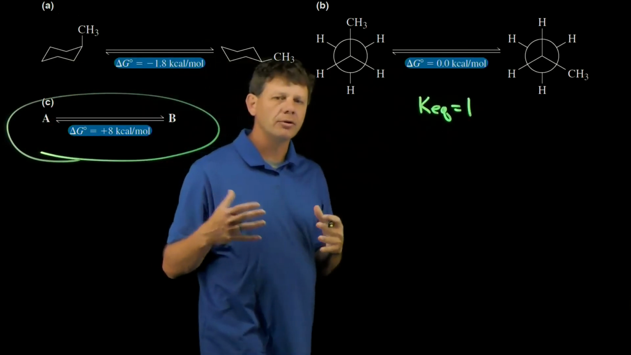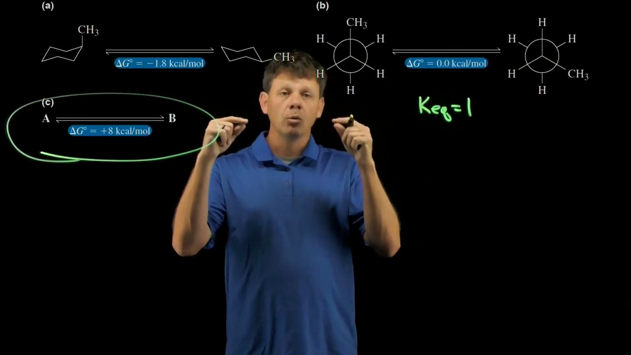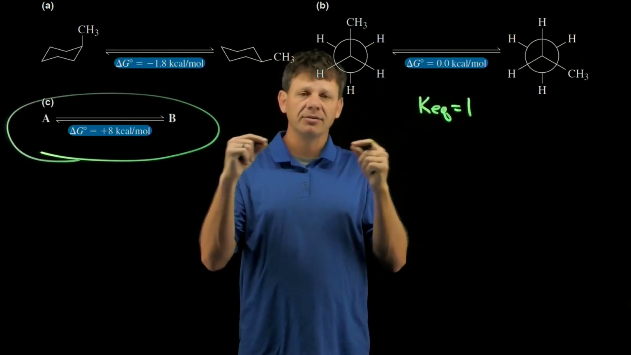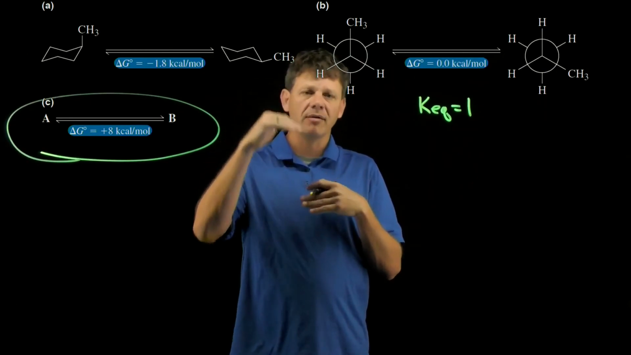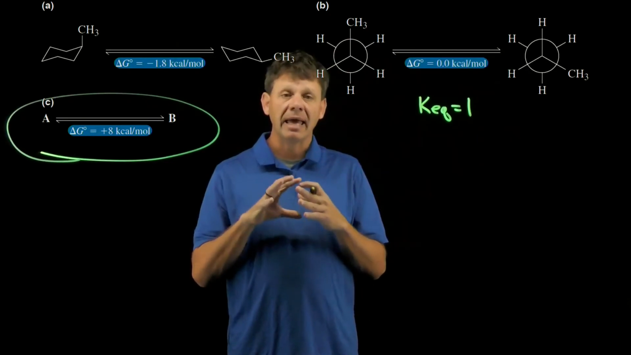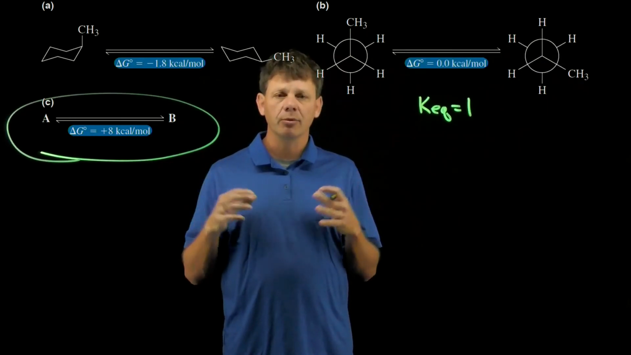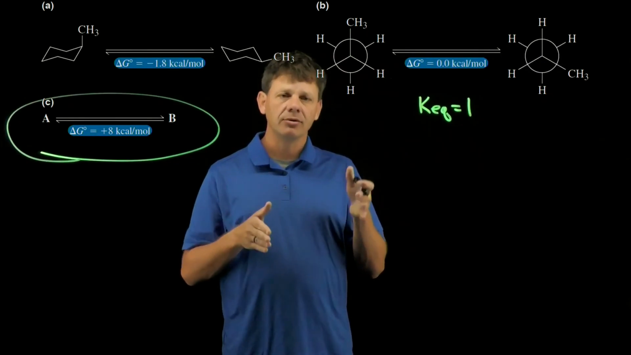Just to make sure we understand why that is. The difference in delta G will tell you which side is favored. The magnitude of that difference will tell you how much more favored it is. And the more favored one side of the equilibrium is, the greater the ratio of the favored to the unfavored.